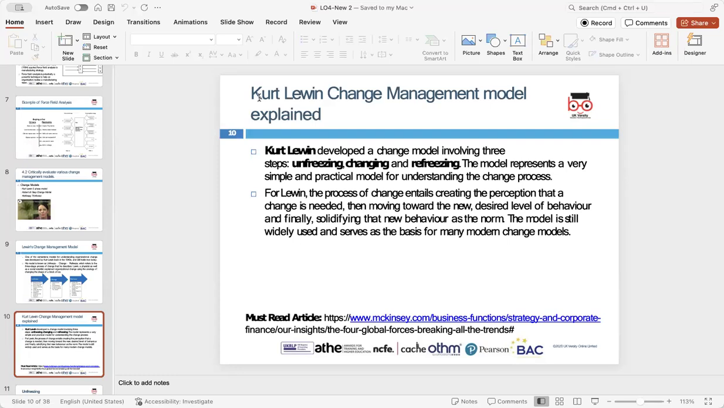During the unfreeze stage, the organization creates the perception that the current state is no longer viable and change is necessary for continued success. This stage requires identifying what needs to change and ensuring there is a need strong enough to drive the change. Once the need is identified, leadership must actively support it to gain trust and reduce resistance.